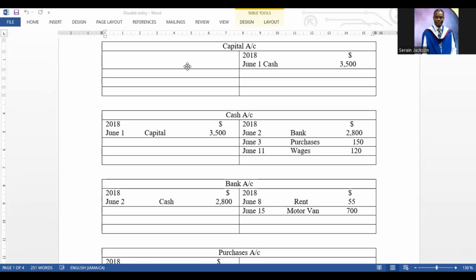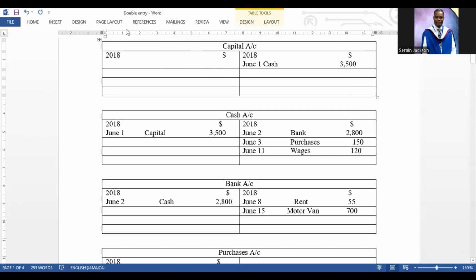So let's look at it. Here we have our capital account. We are going to balance it off for the end of this year. The balance carried down is always at the end of the financial period. So the first step is to add up both sides to get their total. When I add this side, I get 3,500.